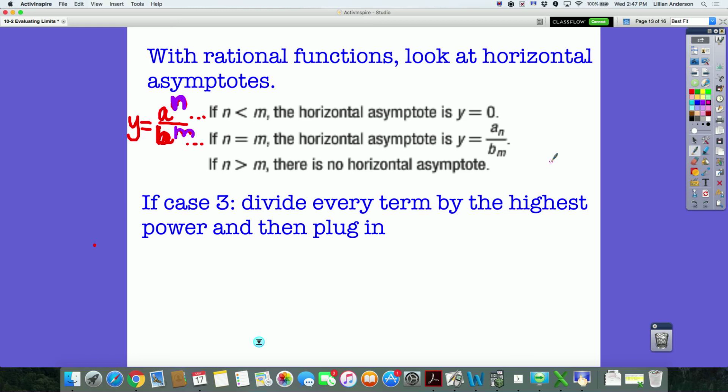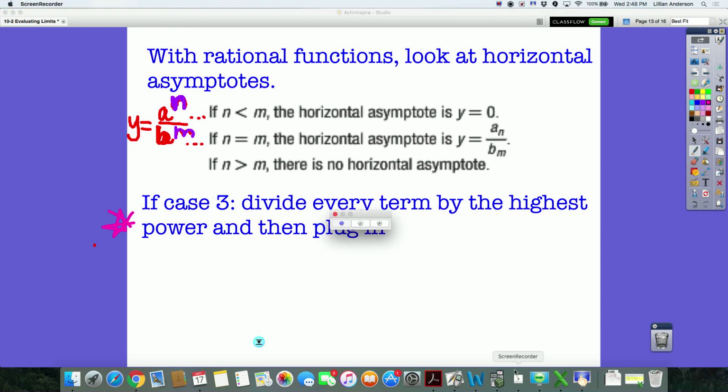These aren't on your paper, so you have to write them in. This is just to refresh your memory from rational functions. You guys don't have to write down every single word, shorthand as much as you can. If the degrees are equal, then it was the coefficients. If the numerator is greater than the denominator, there is no horizontal asymptote, but this is when you do case 3. I'll give you a second to write that down.